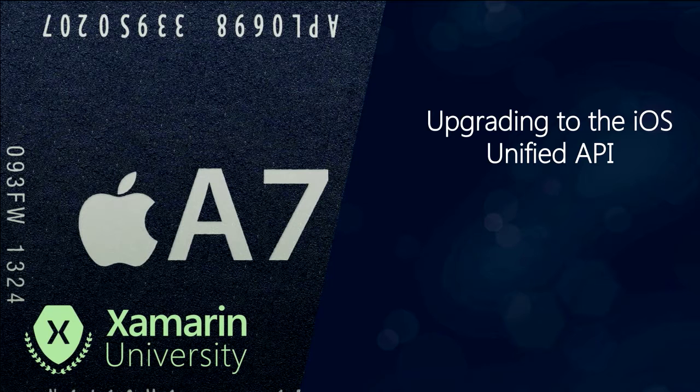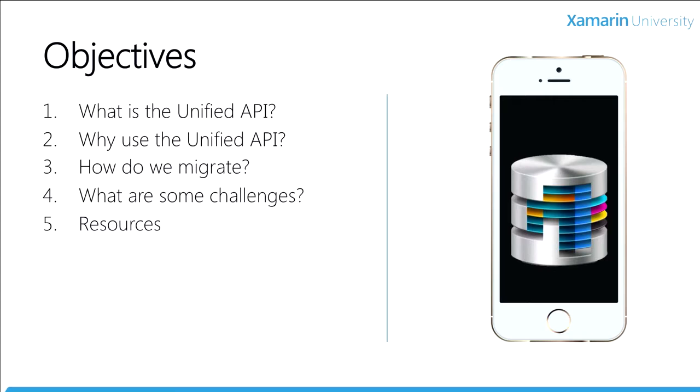Today, we're going to learn about upgrading existing iOS projects to the new Xamarin.iOS Unified API. In this video, I will introduce the new Unified API for iOS. We'll take a look at what it is, why we want to migrate our existing code over to it, and we'll see a demo of migrating some existing projects. We'll then finish by talking about some of the challenges that you may face, and I'll point you to some of the resources to read more on the topic.